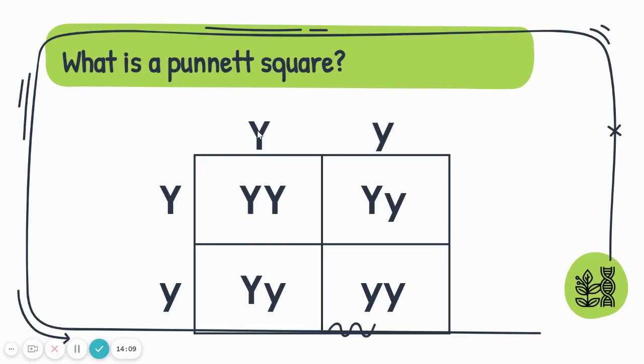So when we complete it, you follow this big Y down. So both of these are going to have a big Y from the top. This little y goes down, this big Y across, that little y across. Whenever we write our genotypes, we always put the capital letter first, right? So even though you might move the little letter first up, across, or down, we always are going to write the capital letter first.